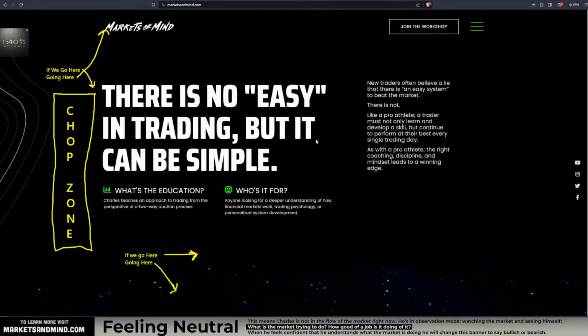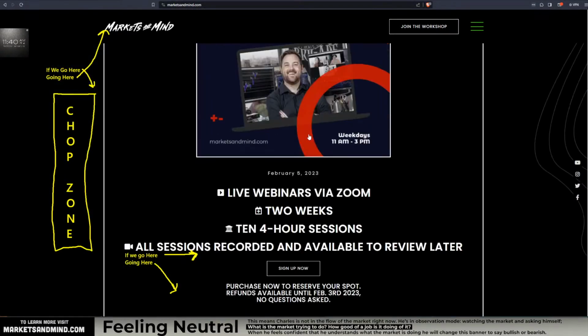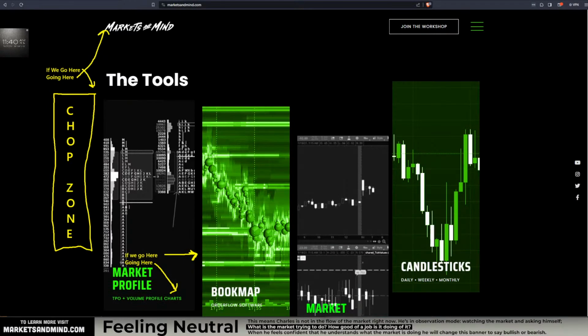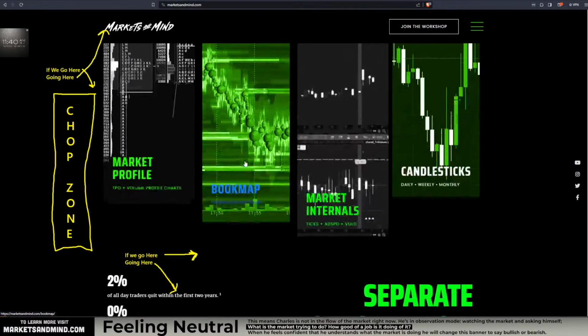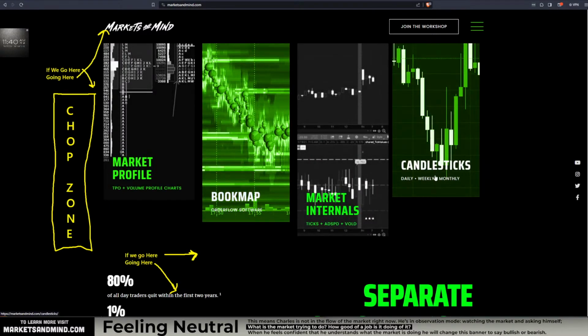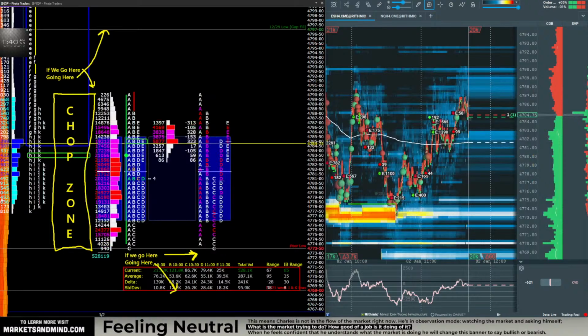You just scroll on down, and then you'll see this thing that says the tools. This is the software that I use. So there's the market profile software. That is the one you see over here on the left.